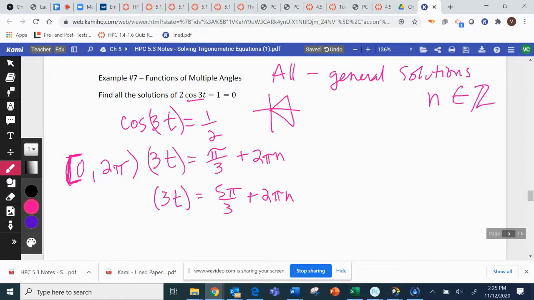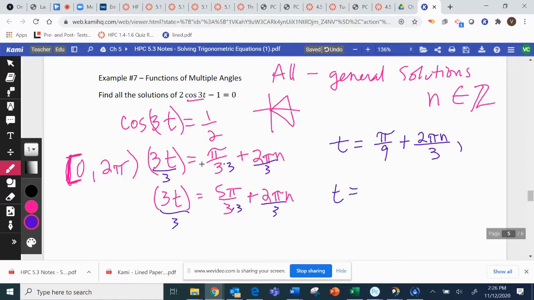Now at this point, I'm going to solve for actual t. So I'm going to just divide everything by 3, both sides. So we will have that t equals pi over 9 plus 2 pi n over 3. And t equals 5 pi over 9 plus 2 pi n over 3.